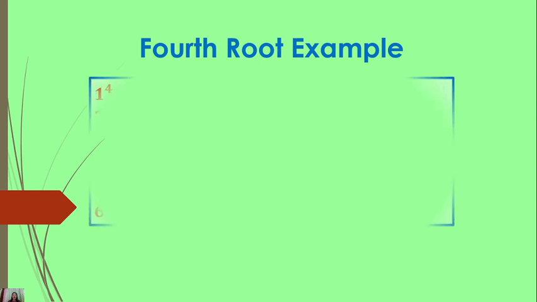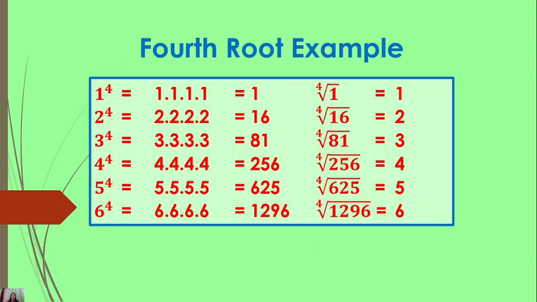Okay, next. Fourth root, example. Ganyan din siya. So you are going to multiply the number 4 times by itself. So 2 raised to the 4th power is 2 times 2 times 2 times 2. So you can have 16. 3 to the 4th is 81. So the radicals here are what we call perfect fourth roots, because the principal roots are rational.